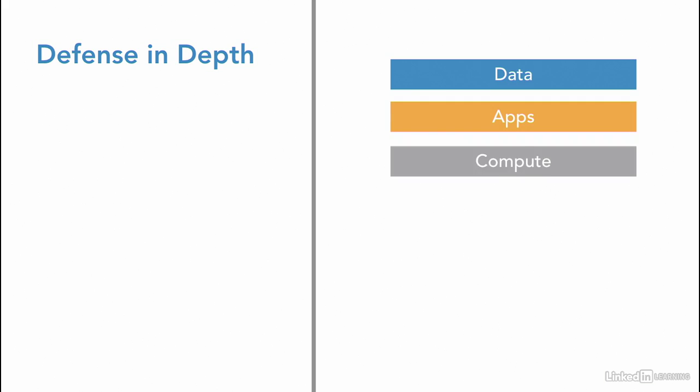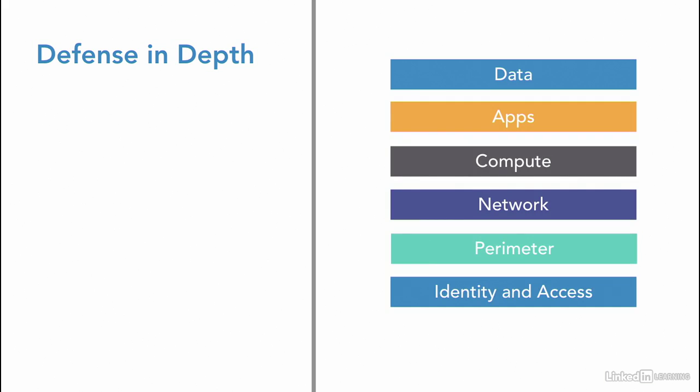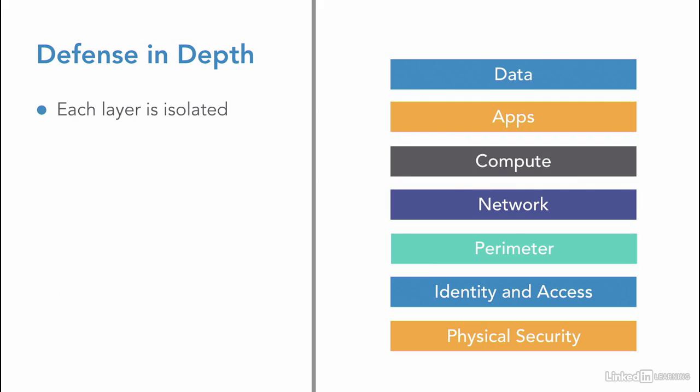It contains 7 layers, starting with physical security, identity and access, perimeter, network, compute, apps, and data. Each layer is isolated, and you must pass through the layer below in order to get to the layer above.